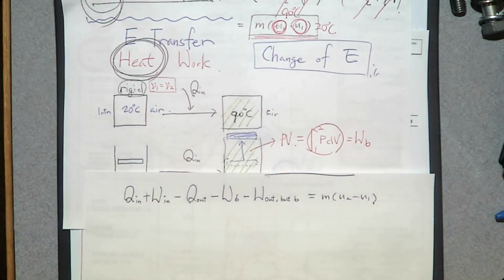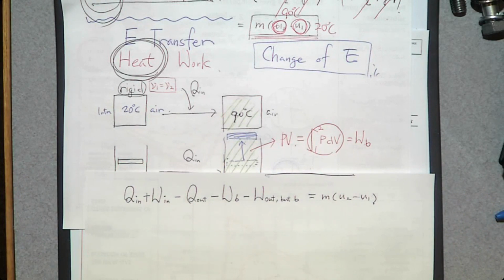Now there's another problem. Okay, so now we included this WB. So after this heating process, there was a moving boundary work. So is it energy transfer or the change of energy of a system?